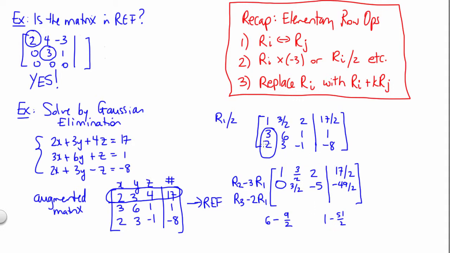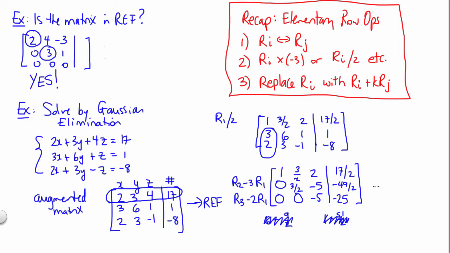2 minus 2 gives us 0. 3 minus 2 times 3 halves, that's like saying 3 minus 3, that's going to give us 0. Negative 1 minus 4 is going to give us negative 5. And then negative 8 minus 2 times 17 halves, that's the same as negative 8 minus 17, so that's negative 25. There we go. And I'm just going to scribble through this. This was just our rough work here to get those intermediate numbers there.